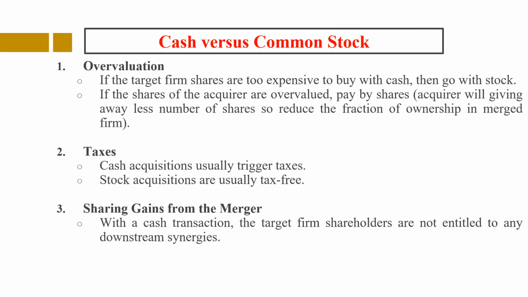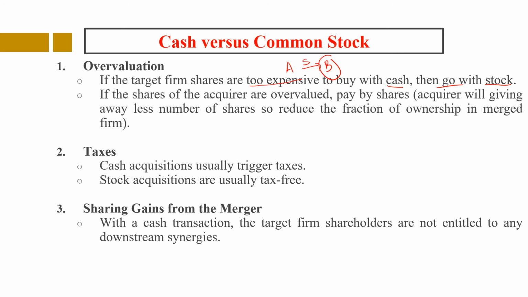Okay, so which one is better? Cash versus common stock. For our evaluations, if the target firm shares are too expensive to buy with cash, then go with stock. So this is how the firm wants to acquire another firm. Kalau target firm, contoh A nak acquire B, and then the target firm is too expensive to buy with cash, so you acquire with the stock.